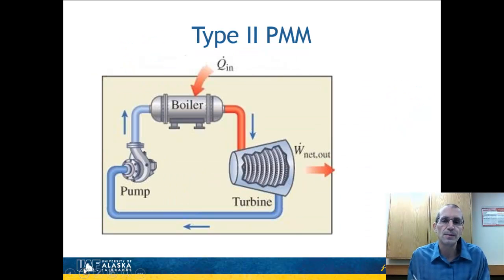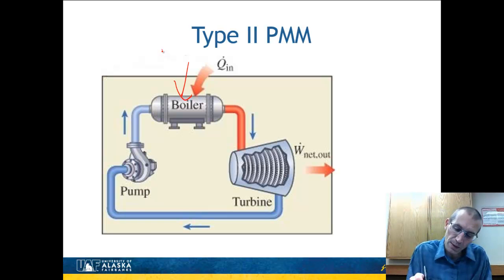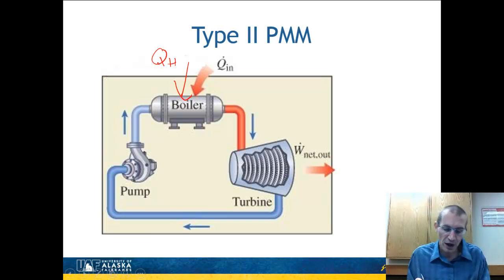Here's an example of a type 2 perpetual motion machine. And again, what we have is kind of like a traditional power cycle. Here we are actually accepting heat from the outside, QH, into this boiler, running it through a turbine. It's generating some work. But what's different is we've gotten rid of the condenser. We're just going to pump that fluid right back through the pump.